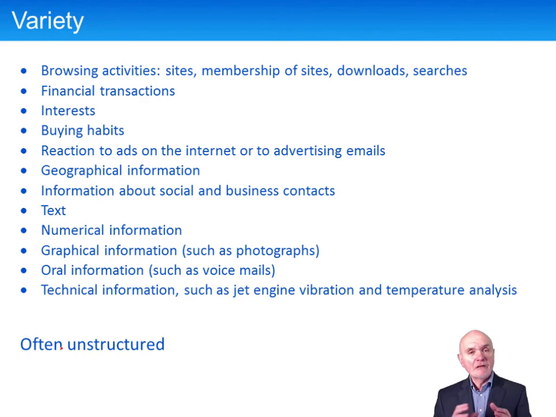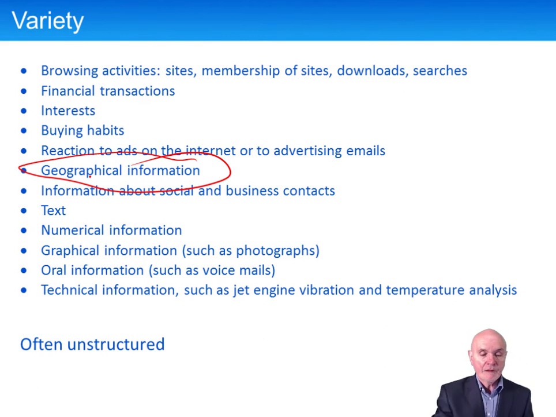Variety. Well, we've inevitably covered a little bit of variety. We're looking at the volume of data here. But let's just look at some of the less obvious ones. Obviously, we know browsing, financial transactions, your interests because of the pages you look at, your buying habits, and so on. But let's look here at geographical information. So a web browsing company will know where you are when you access their site, because this is all information which is relayed to the site.